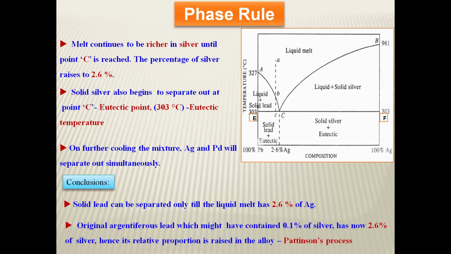This process of enriching the alloy in silver, that is, the relative proportion of silver is increased in the liquid melt. To what stage? To a stage when it has 2.6% of silver. This process is known as Pattinson's process. So this was how the process of desilverization takes place, and what we mean by Pattinson's process. You should be very clear about the definitions also.